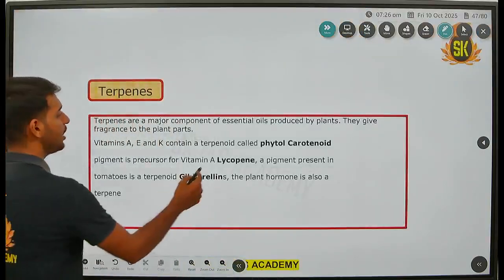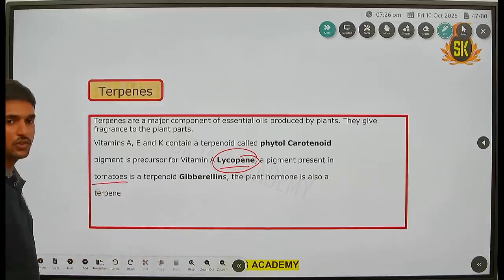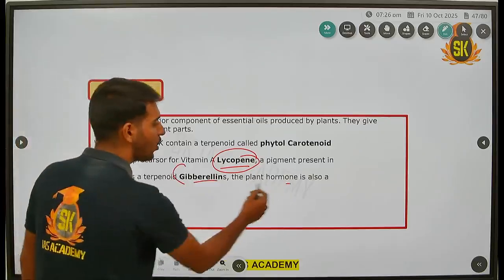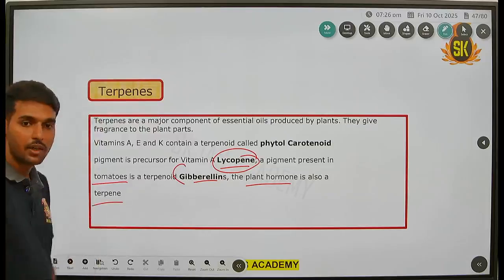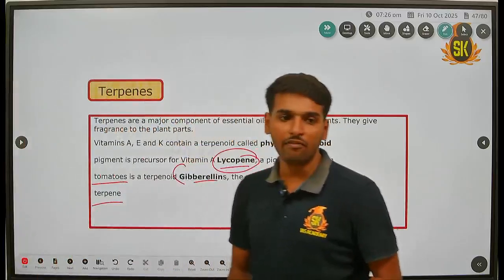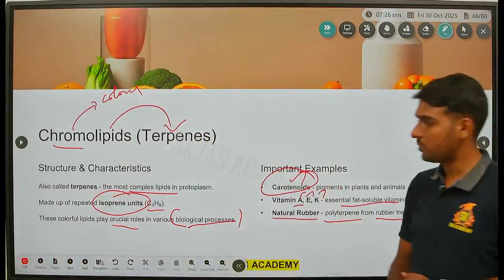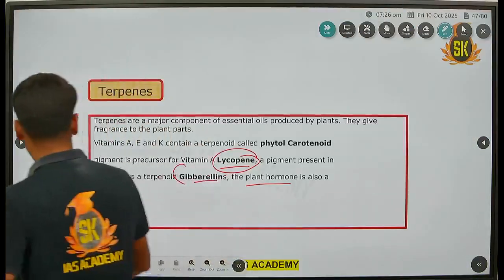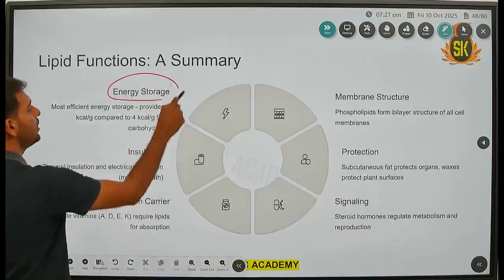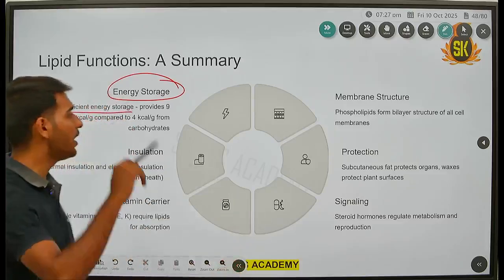Now you have lycopene, a pigment which is present in the tomatoes. Gibberellin is also a what? A terpene only, which is a plant hormone. What we have discussed: lycopene, gibberellin, vitamins A, E, K, fat soluble vitamins, as well as carotenoids. So these are considered to be chromolipids.